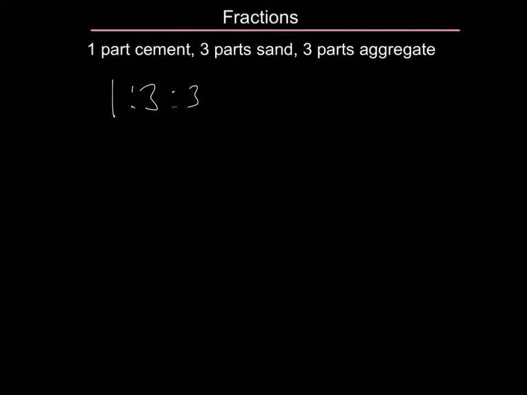Ratios are similar to fractions because they split things up into smaller pieces. So all of the concrete is going to be made up of 1 part of cement, 3 parts of sand and 3 parts of aggregate, which is stones.